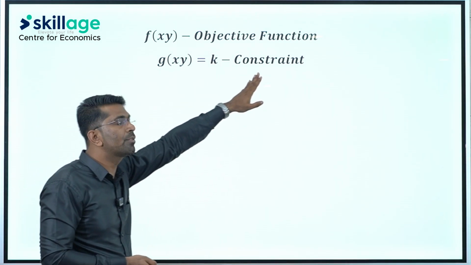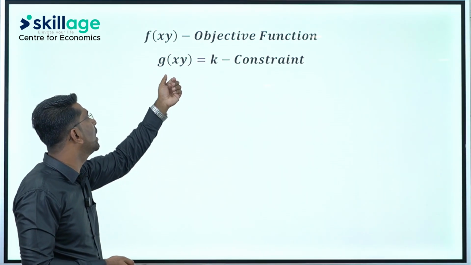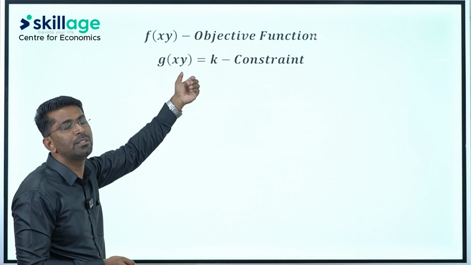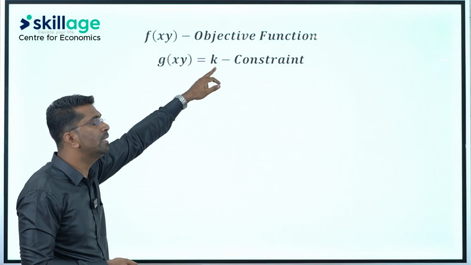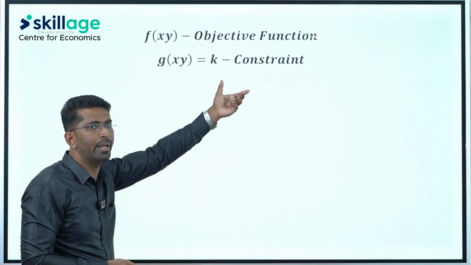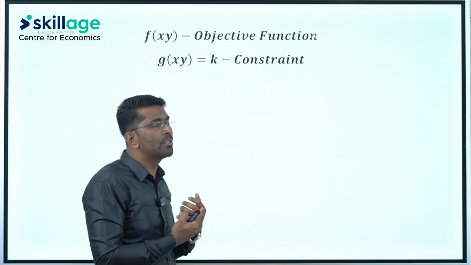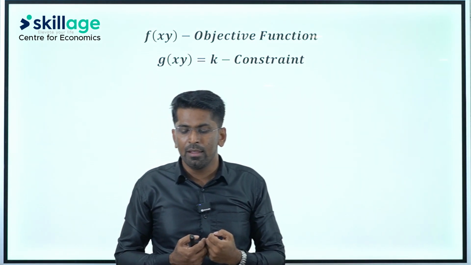Then we have a constraint also. See, constraints are given with another function, that is g of xy, while the objective is f of xy. We have g of xy which is equal to k, and this is the constraint. We can easily understand the objective function and constraint.